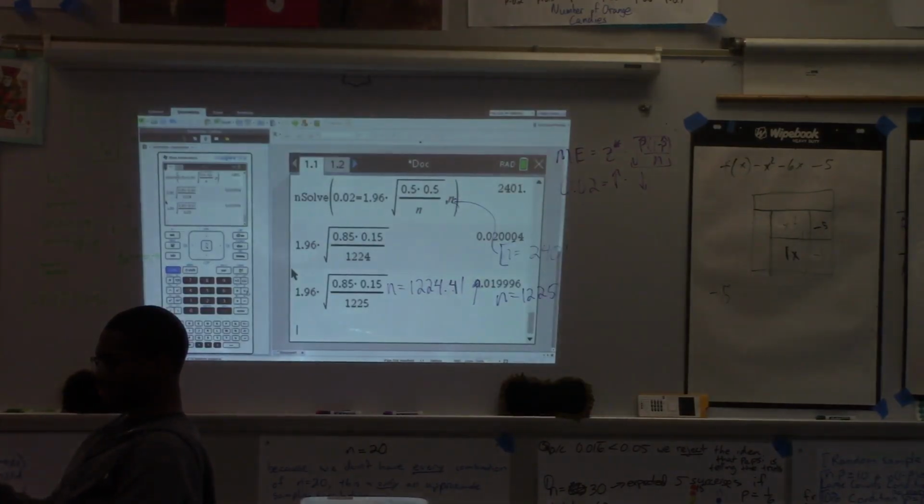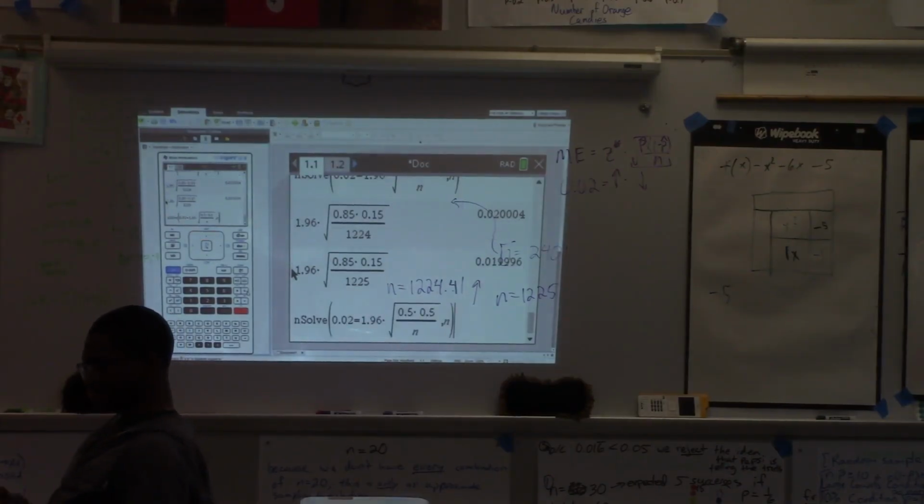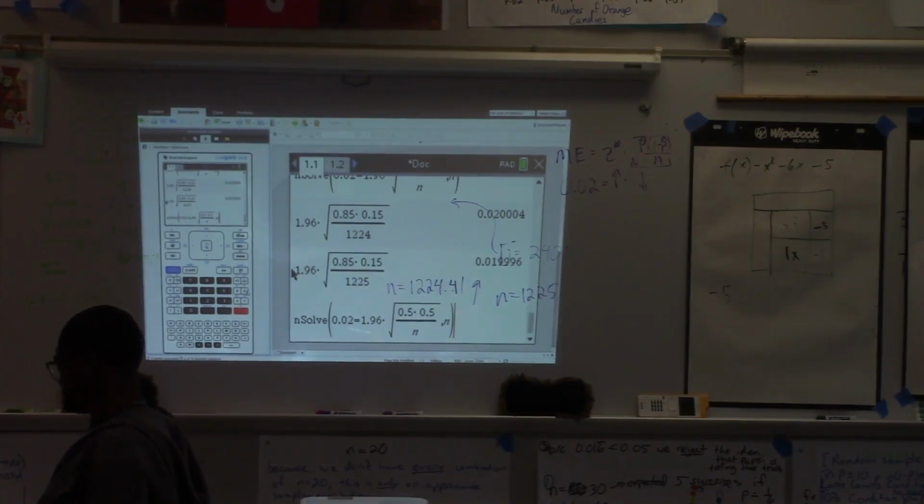So what I would remind you though is, you can just do that. I'm not doing all that by hand. They don't care about you showing the work for it. If you set up the equation and then you use the calculator to solve for n, you're good. Please feel free, but that's going to be a little bit quicker.